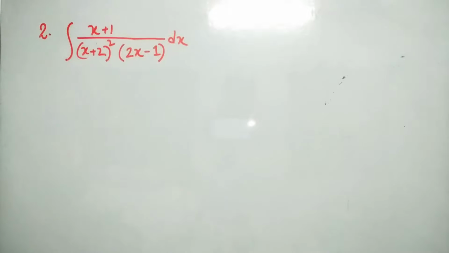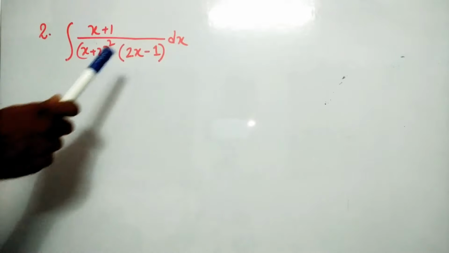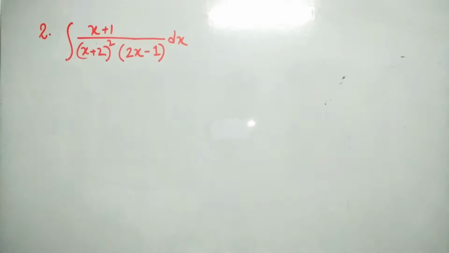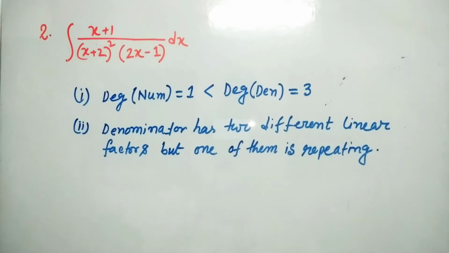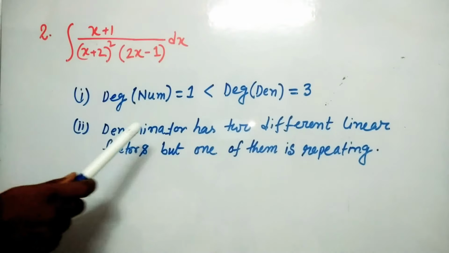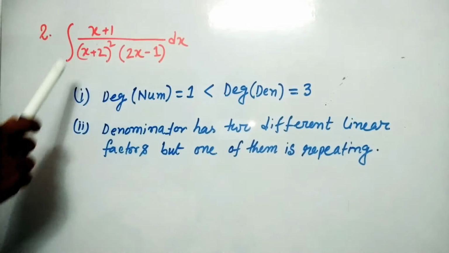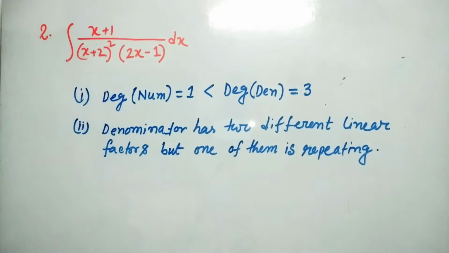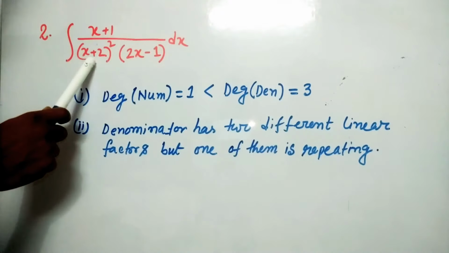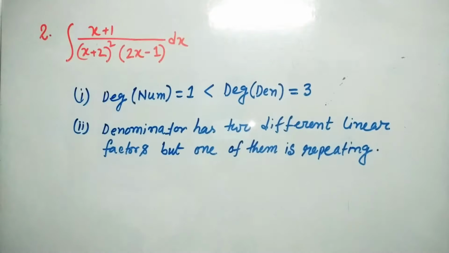That is, the denominator has a repeating term and a non-repeating term. So let us observe the nature of this function first. Here the degree of the numerator is equal to 1, which is less than the degree of the denominator, that is 3. And next is the denominator has two different terms, that is x plus 2 and 2x minus 1. But one of them is repeating, that means this x plus 2 is repeating factor.